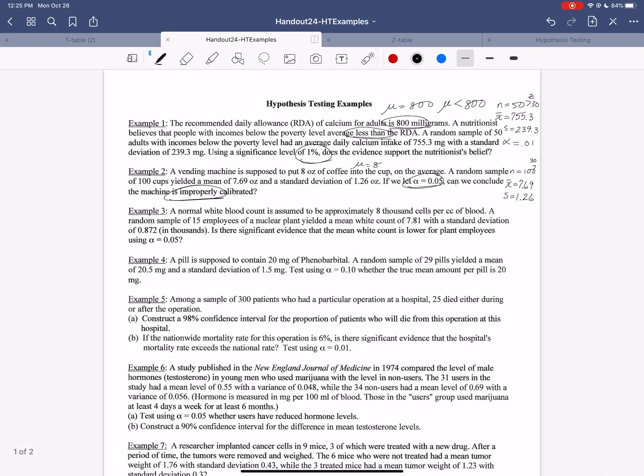Let's look at number 3. A normal white blood count is assumed to be approximately 8,000 cells per cc of blood. So that's what it's supposed to be. A random sample of 15 employees of a nuclear plant yielded a mean white count of 7.81 with a standard deviation of 0.872. Is there significant evidence that the mean white count is lower for plant employees using alpha equal to 0.05? Lower indicates our alternative is mu is less than 8. Agreed? And alpha is given to us as 0.05. So let's go ahead and write this up.